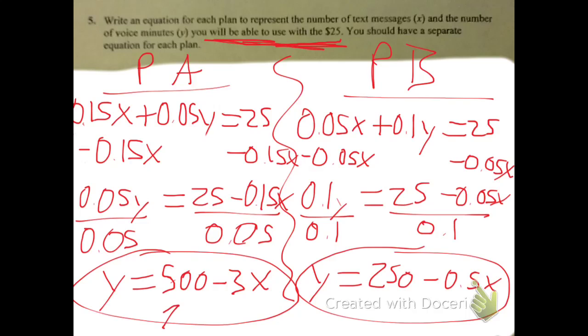So notice how we have some really big numbers here. We got 500 and 250, and we have really small numbers, 3 and 0.5. It actually gives us a little challenge in our graph, but we can deal with it and go from there. And that's going to be in the next video because it's already almost 7 minutes.